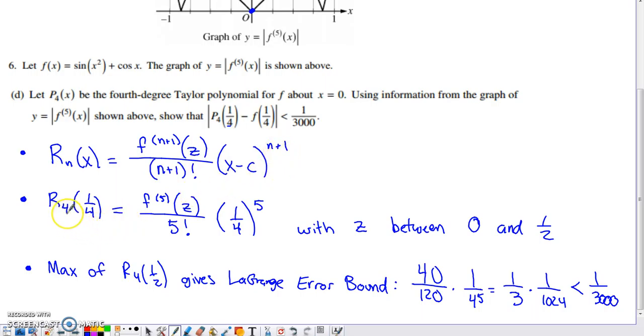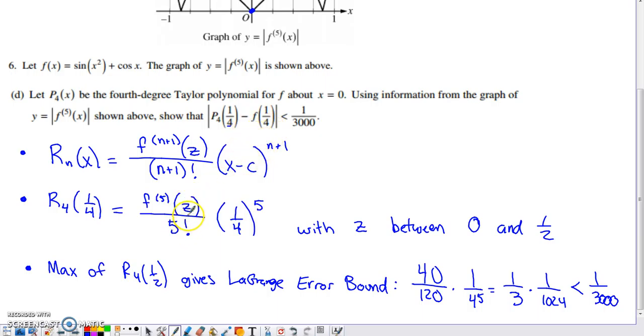And so if we're doing a 4th degree remainder, we're going to be dealing with a 5th derivative evaluated at z. We're going to have a 5 factorial in the denominator. We're going to have a 5 as the power. We approximated at the x value of 1/4, so I definitely put 1/4 in place of x, and our series was based at c, so 1/4 minus 0 is just 1/4. So this is what will make up the exact difference between p sub 4 of 1/4 and f of 1/4.